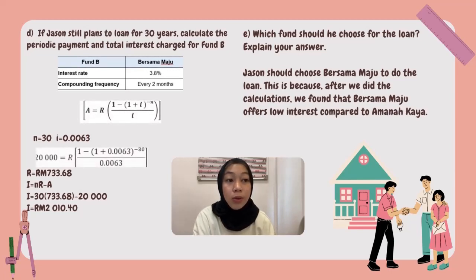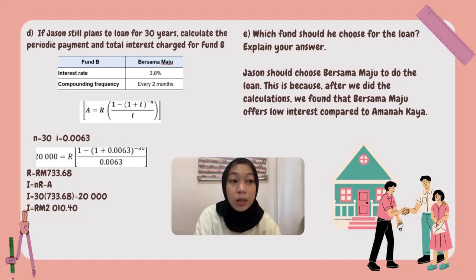Question 1D. If Jason still plans to loan for 30 years, calculate the periodic payment and total interest charged for Fund B. The interest rate is 3.8 and the compounding frequency is every 2 months.